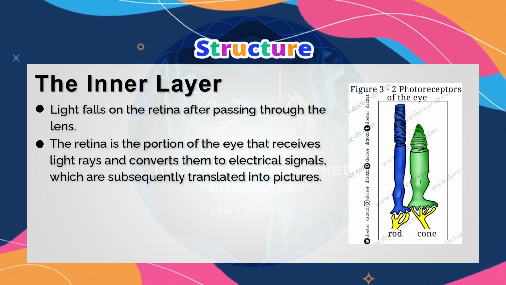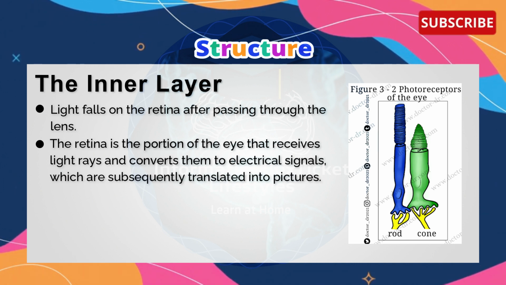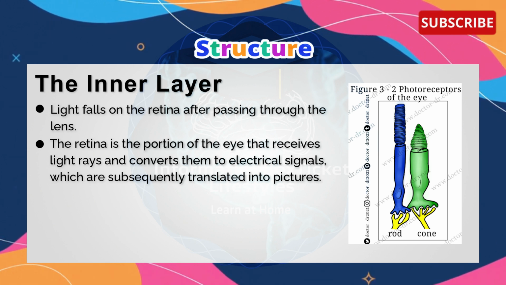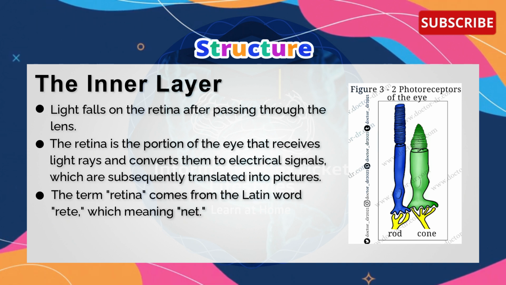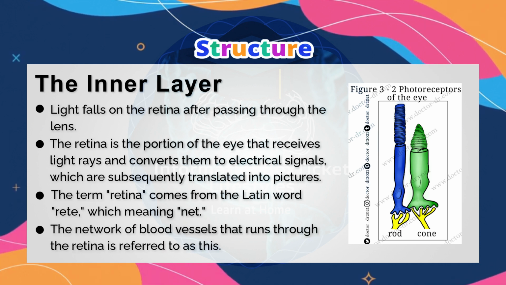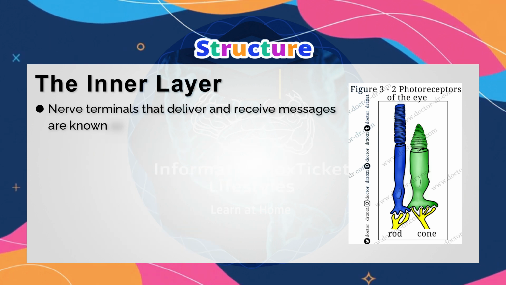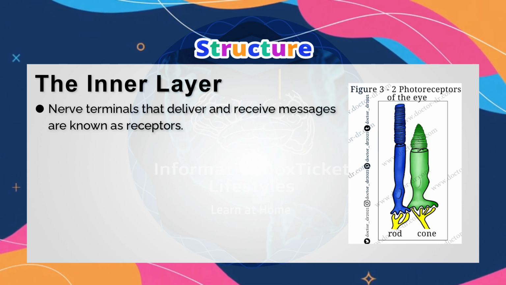The retina is the portion of the eye that receives light rays and converts them to electrical signals, which are subsequently translated into pictures. The term retina comes from the Latin word reti, which means net. The network of blood vessels that run through the retina is referred to as this. Nerve terminals that deliver and receive messages are known as receptors.